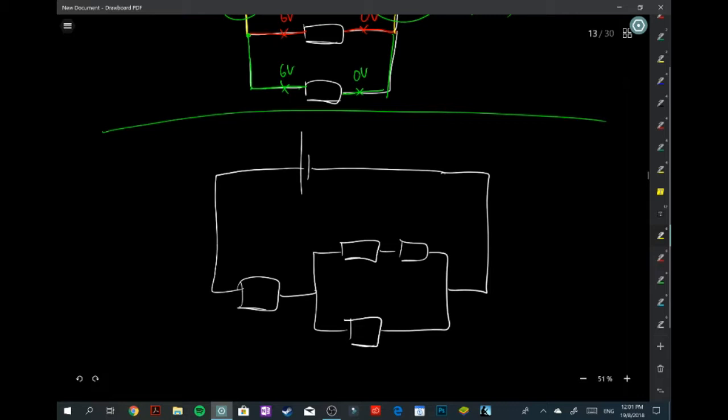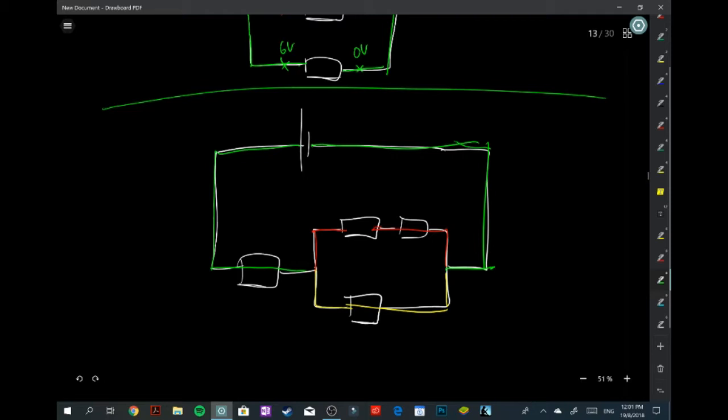So let's trace the current. Current goes like this. Everything here is series, then it starts to split up like this and like this. So it splits up here. Splits up here. I suggest you all bring different colored pens to the exam during a physics paper. Then you can do what I'm doing here.